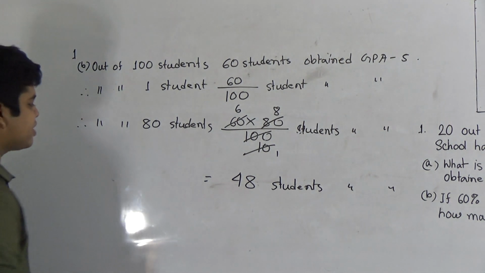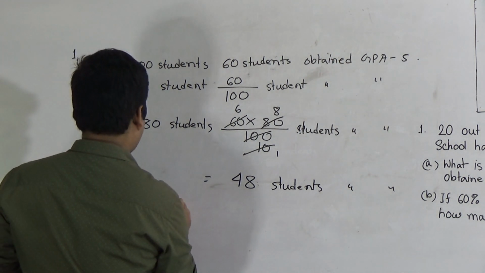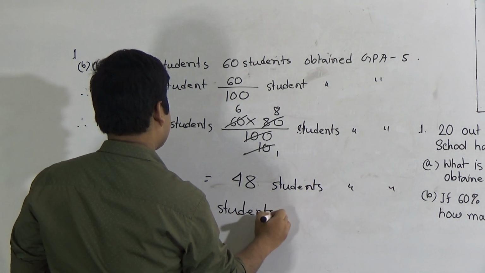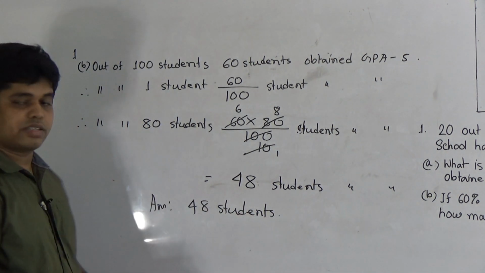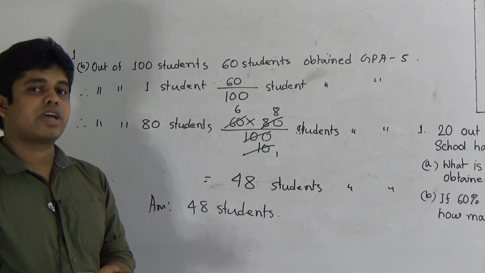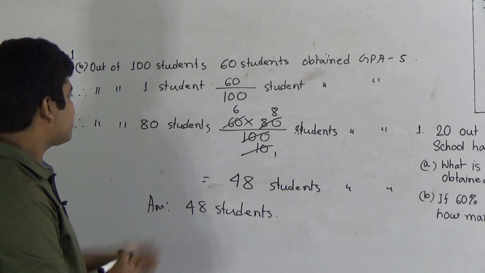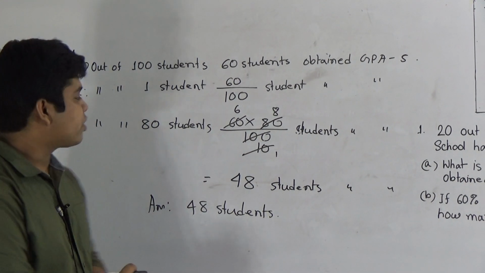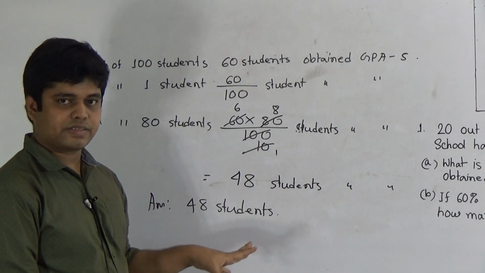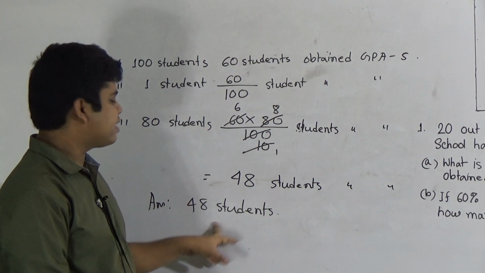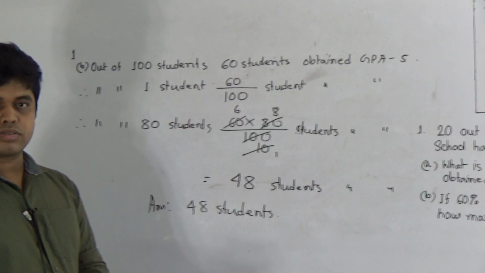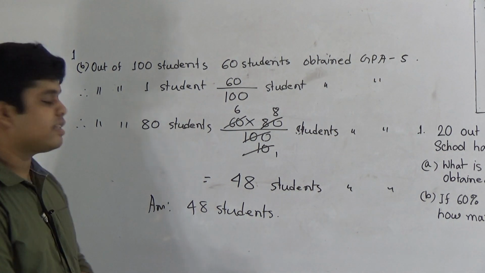And this is the answer of this question. So write here 48 students. But my dear students, notice this time I don't write percentage here. Why? Because we find out the number of students who have obtained GPA 5 out of the total number of students. Here the total number of students is 80. So we didn't write the percentage sign here. That means we write 48 students. But if you write percent here, then your answer is wrong. So you must write the correct answer.